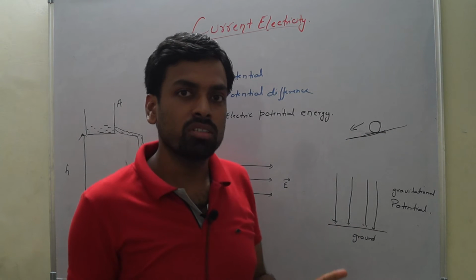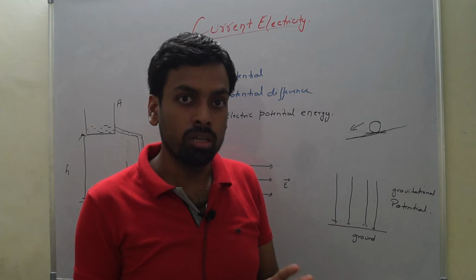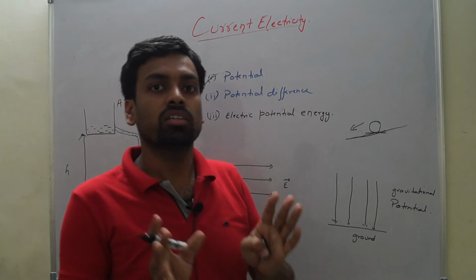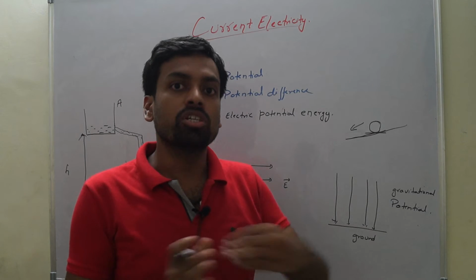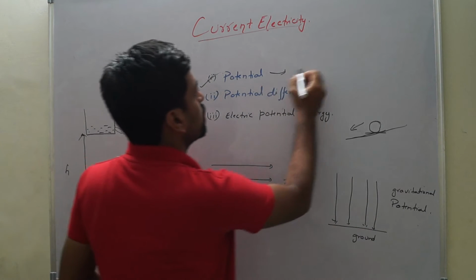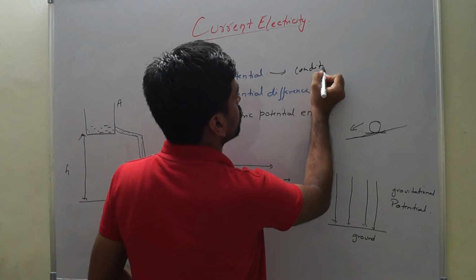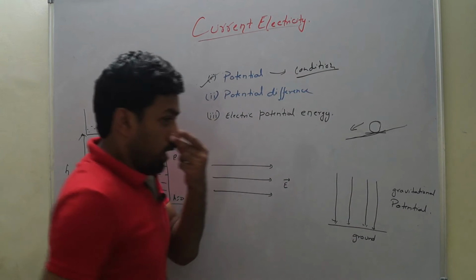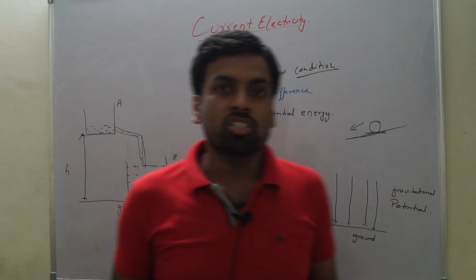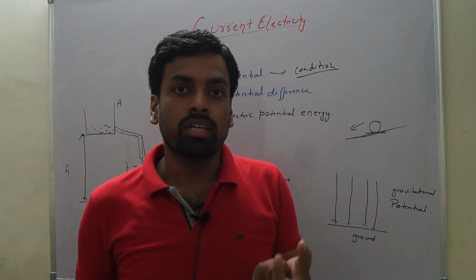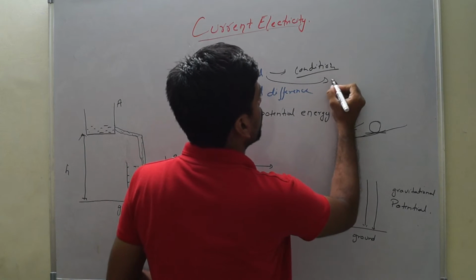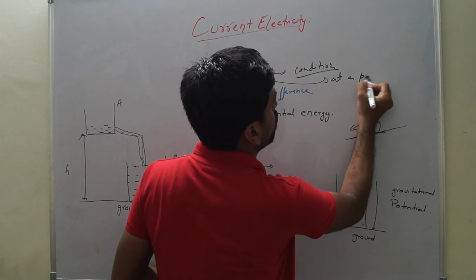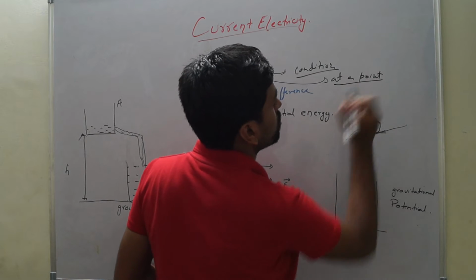So what is potential? In very layman's words, it is the condition which decides the movement of an object, in which direction the object will move. That is it, it is nothing but the condition. Now to be more specific, let us talk about a more specific term called potential at a point. So what is the potential at a point?